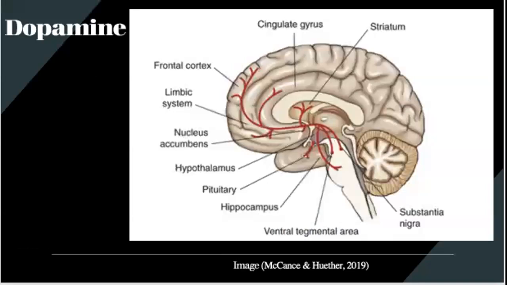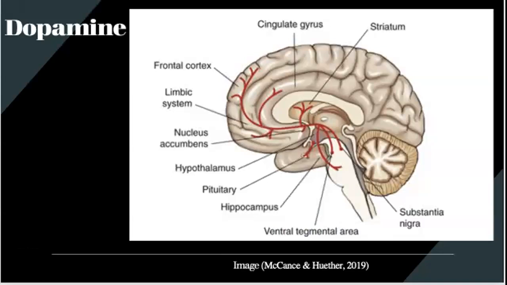So to start out, where's dopamine found in your brain? So the dopamine cell bodies are located in the substantia nigra, where they project into the striatum and into the ventral tegmental area. And at that point, they project into the frontal and cingulate cortex. This is your mesocortical pathway.